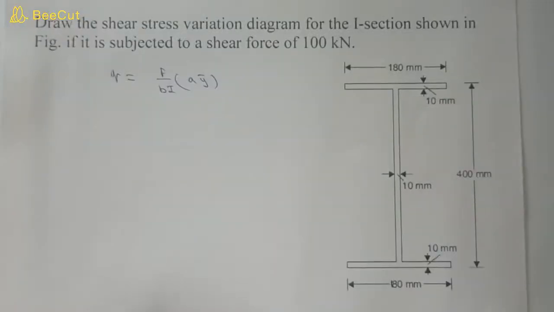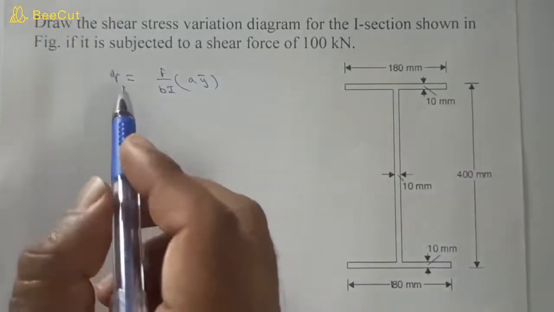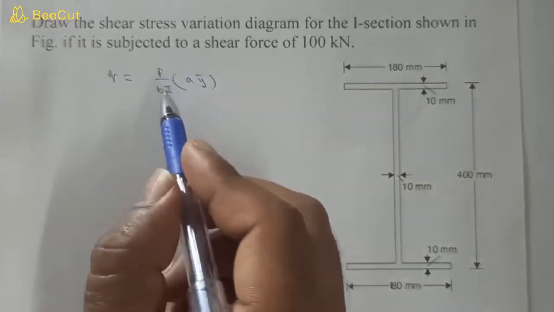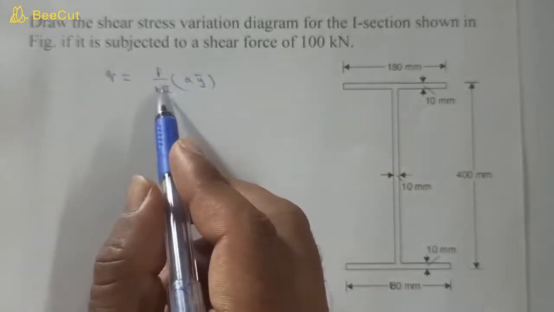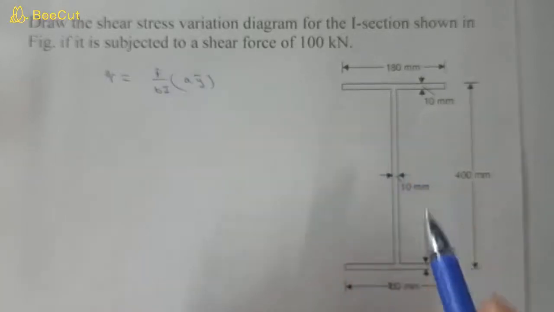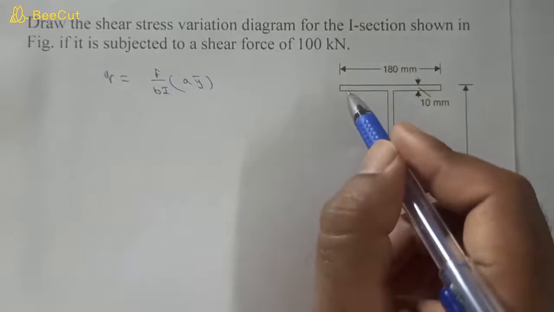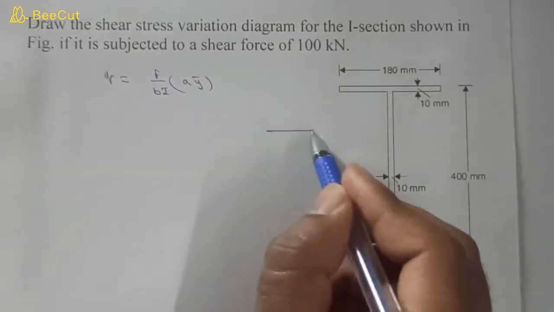So what are these terms? q is shear stress, F is shear force, B is the width of the section, and I is the moment of inertia of the whole cross section. Then A is the area of this section. Suppose this is an I section.